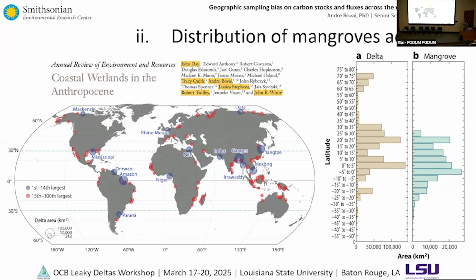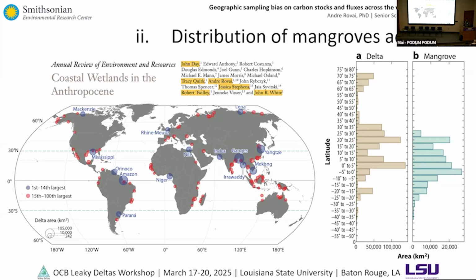The blue ones are the 15 largest global deltas, I think over 100 square kilometers of area, if I'm not mistaken. And the red ones are the remainder above a certain size. The size of the dots is equivalent to the delta's area, just to give an example. And as you can see, flat out, in the tropics is where you have your largest deltas because of the precipitation, runoff, and so on.